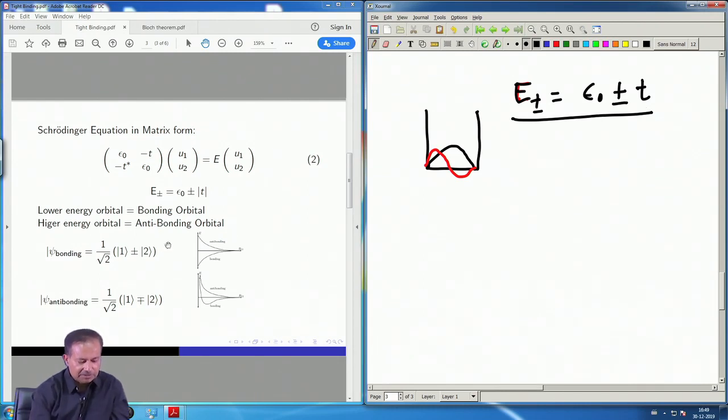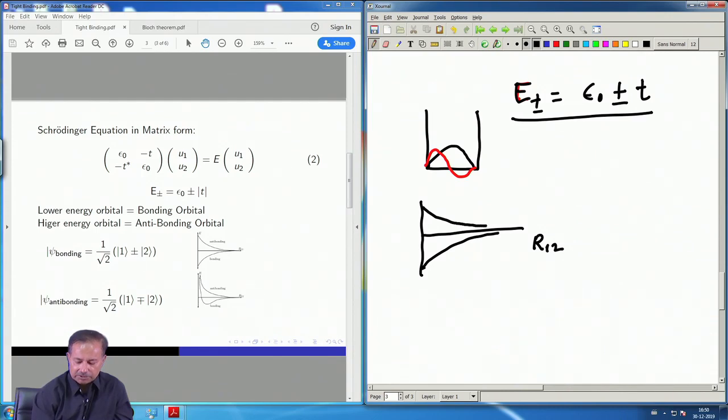So, in picture, what does it look like? How does it look like? If you look at this left hand side picture, the energy as a function of the distance between the two nuclei, R12, in the bonding case it goes like this, in the anti-bonding case it goes like this as a function of R12. So, it is clear that the bonding one is the lower energy. This is bonding, this is anti-bonding.